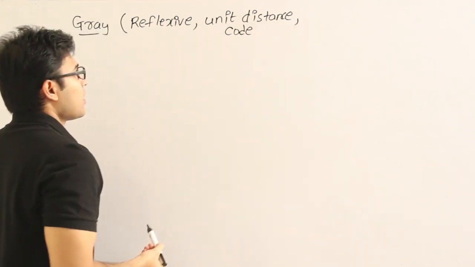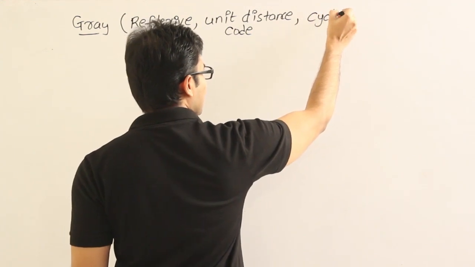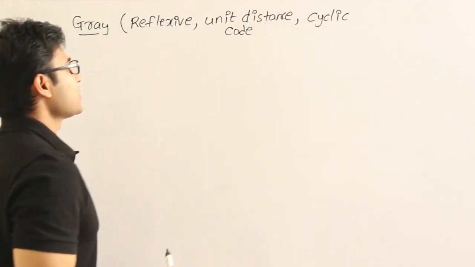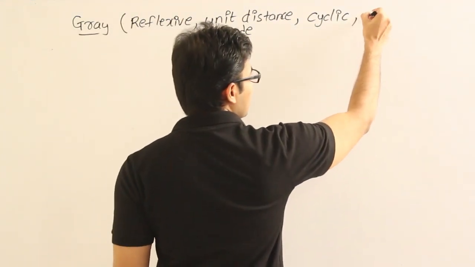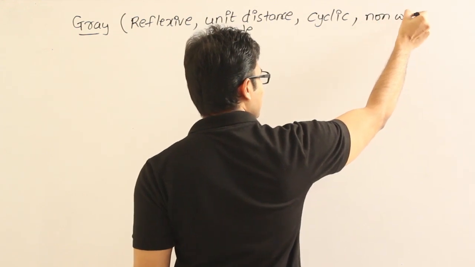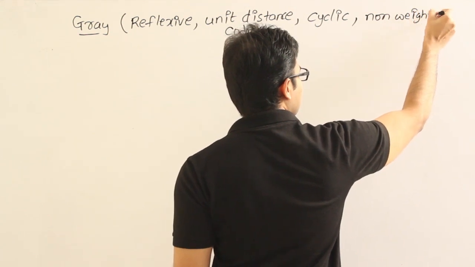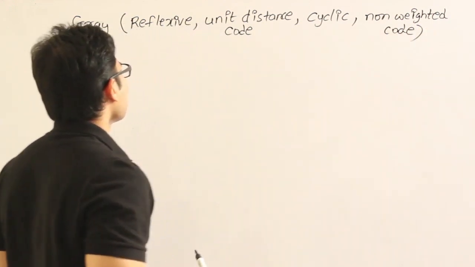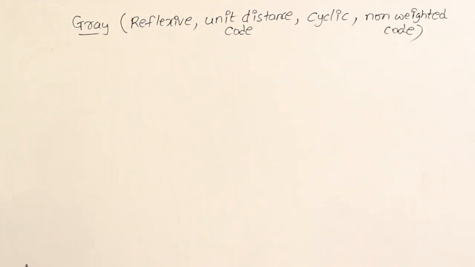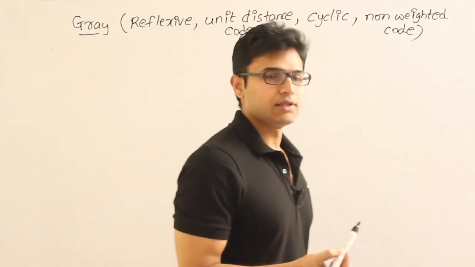The other one is that it is also called a cyclic code, because these are all the properties it has. It belongs to the category of non-weighted codes, which means we cannot give any formula like 2's complement or binary numbers. Non-weighted code. Fine. I'll tell you why it is called by all these names, and it is not exactly the same as BCD or 3321 code.